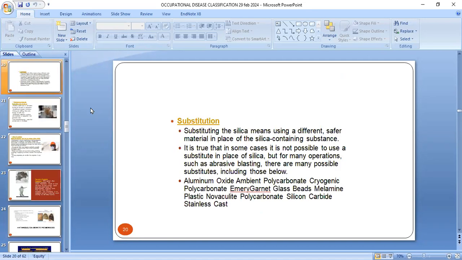Substituting the silica means using a different, safer material in place of a silica-containing substance. It is true that in some cases it is not possible to use a substitute in place of silica, but for many operations such as abrasive blasting, there are many possible substitutions including those below: aluminum oxide, ambient polycarbonate, cryogenic polycarbonate, amerigranate, glass blends, melamine plastic, novaculite polycarbonate, silicon carbide, and the stainless cast.